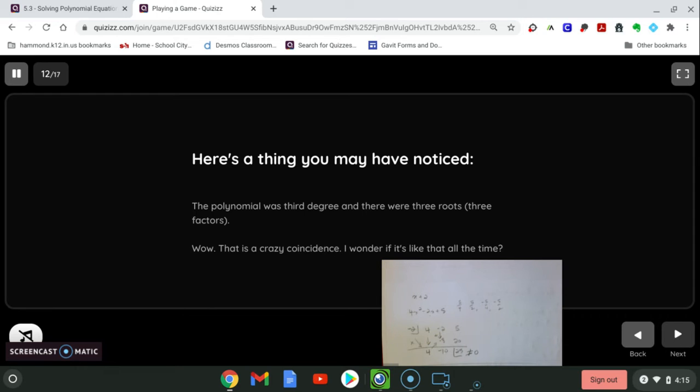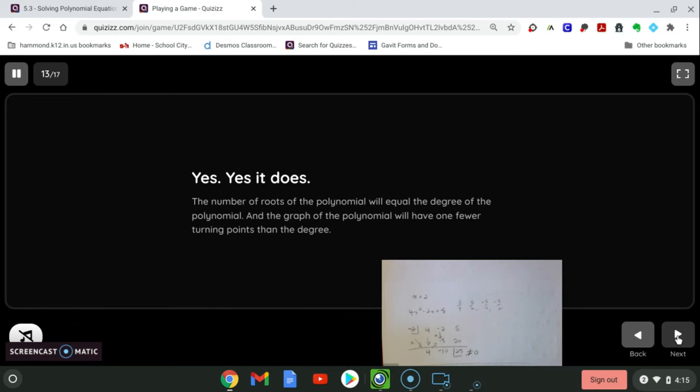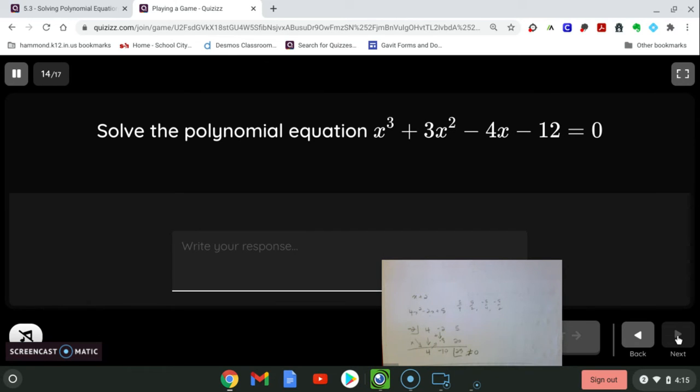So you may have noticed that the polynomial was third degree and that there were three roots, three factors, right? And that seems like such a crazy coincidence. Like, I wonder if it's like that all the time. And it turns out that it is. Okay? The number of roots of the polynomial will equal the degree of the polynomial. The graph of the polynomial is also going to have one fewer turning point than the degree, and we'll firm those things up as we move on through the unit.